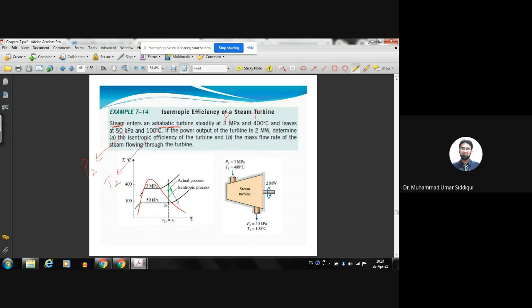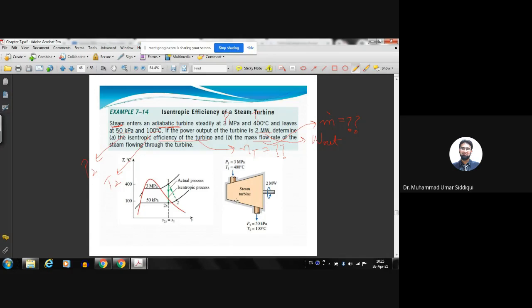If the power output of the turbine is 2 megawatt, so that's the power output of the turbine. Determine the isentropic efficiency of the turbine. First thing is that we need to determine the isentropic efficiency of the turbine, and the mass flow rate of the steam flowing through the turbine. And the next thing to determine is the mass flow rate through the turbine.